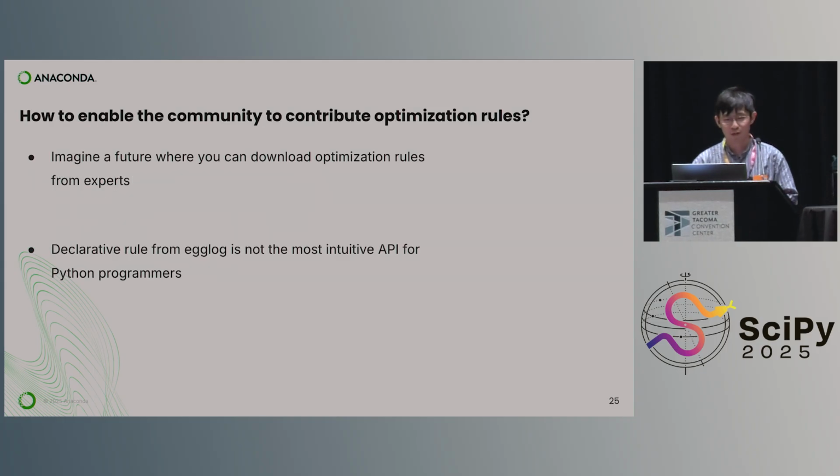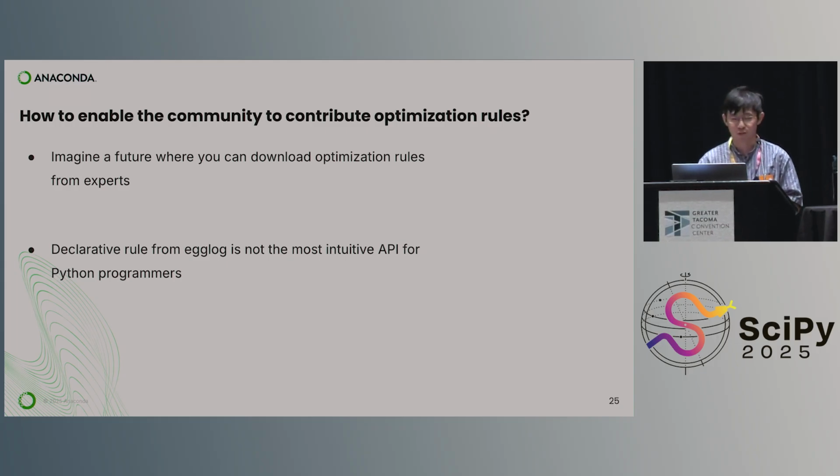We also want to see how we can enable the community to contribute these optimization rules. Imagine a future where, instead of manually optimizing and benchmarking your program, you can just download someone else's optimization rule in a domain similar to yours, and the compiler will do it for you. But one of the open questions that we have is that this kind of declarative logic programming may not be the most intuitive API for Python programmers.